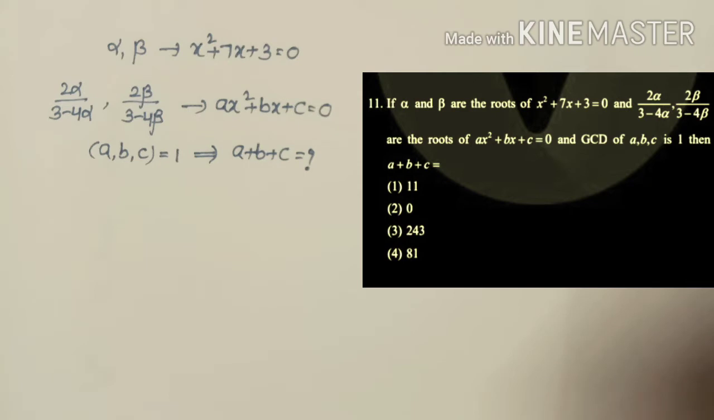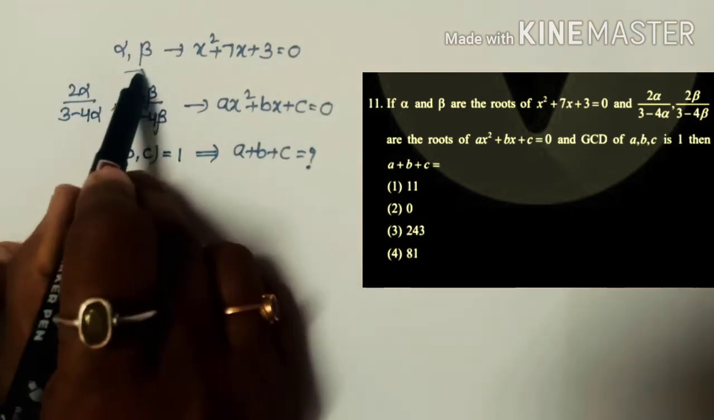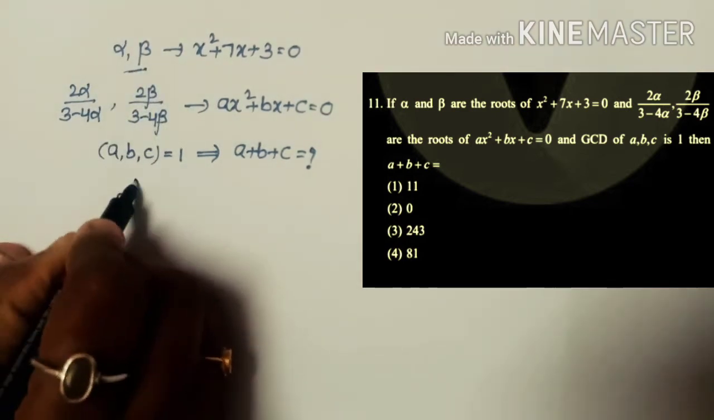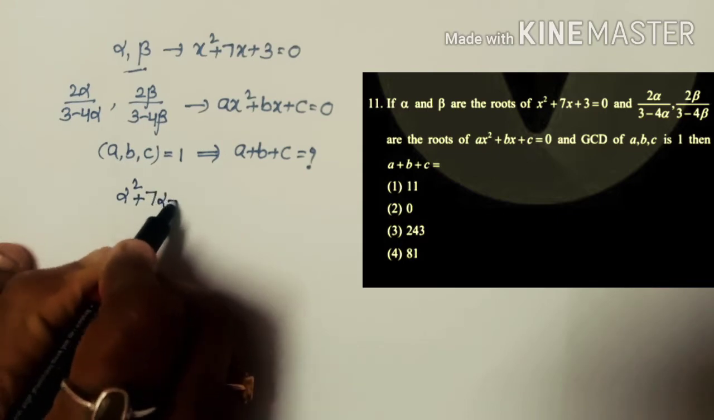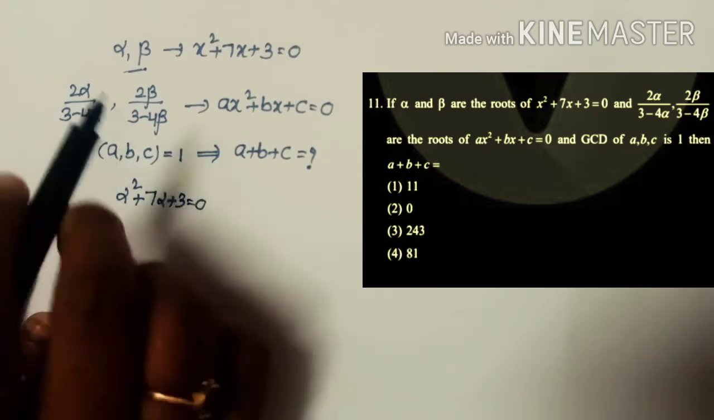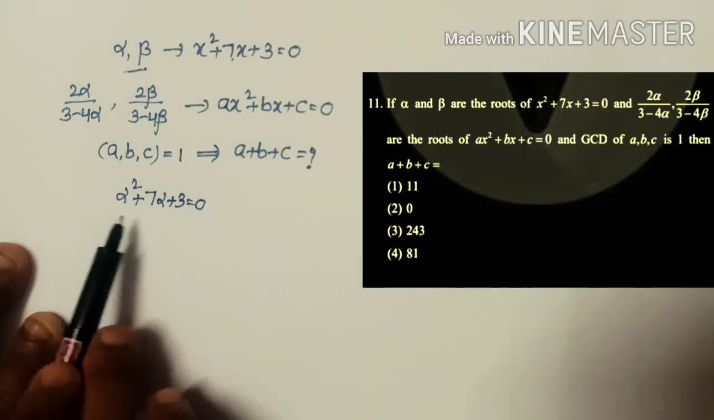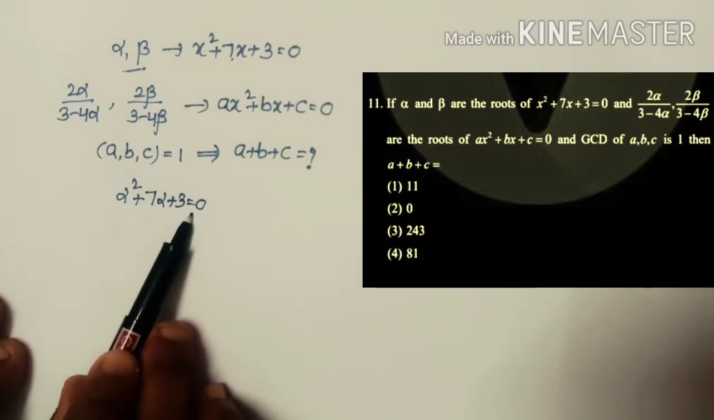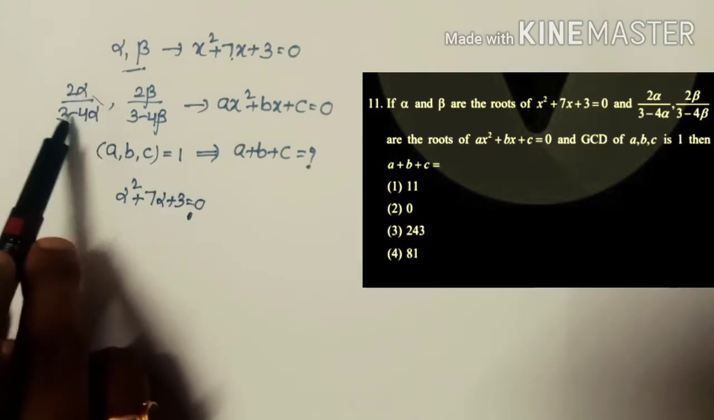So first, given that alpha and beta are the roots of this equation, alpha square plus 7 alpha plus 3 is equal to 0. Since alpha is a root of this equation, alpha satisfies it. Let us find the quadratic equation whose roots are these two values.